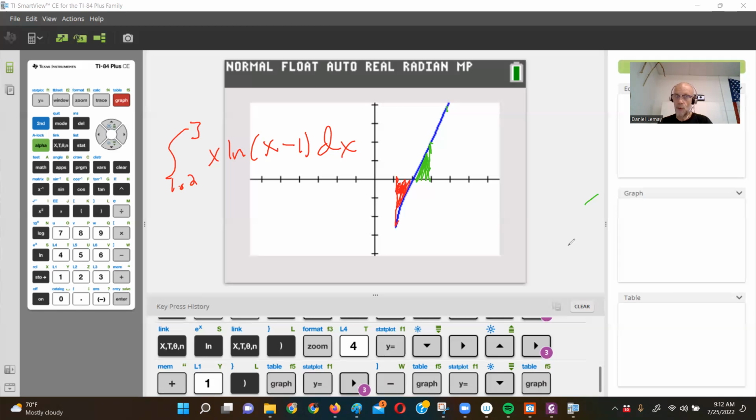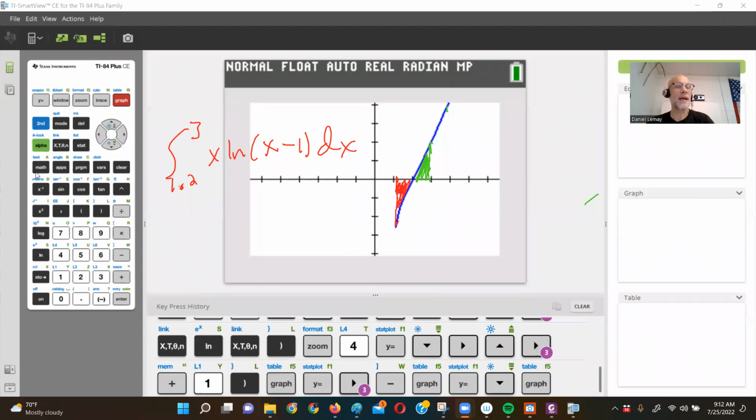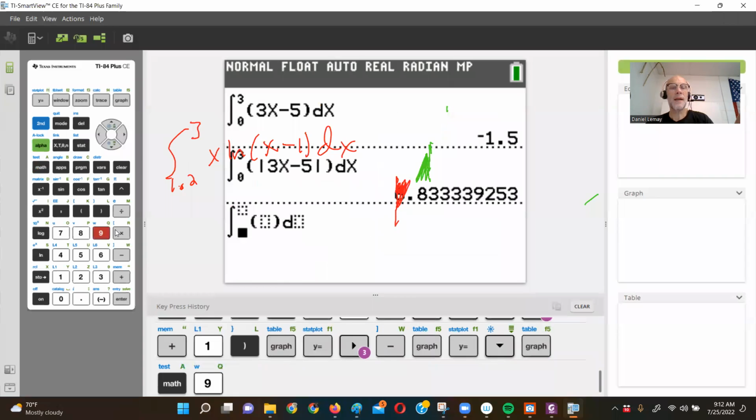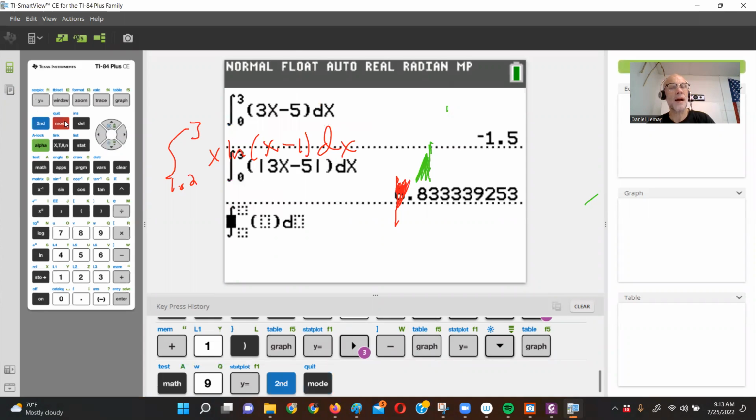I'm going to show you a different way to do this. Now, see, I already have this. Instead of doing what I showed you with hitting math 9, I can certainly type it in here. That's not wrong. But I've already got this equation in y1, so why do more work than I need to? If you're new to this graphing calculator, or it's been a while, this might be new for you.